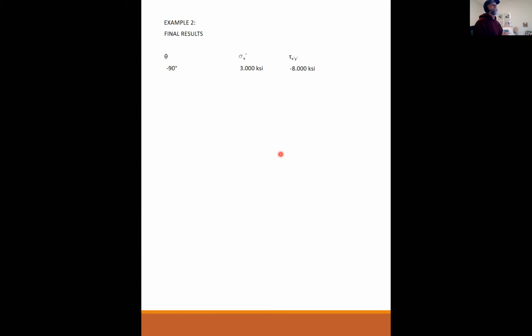Okay, here's our final results. If I rotate that element minus 90 degrees, then my sigma x prime actually becomes what was sigma y prime. And doesn't that make sense? Sigma y was 90 degrees to sigma x. So if I rotate the whole thing 90 degrees, my sigma x becomes what was sigma y, and my tau becomes minus tau.